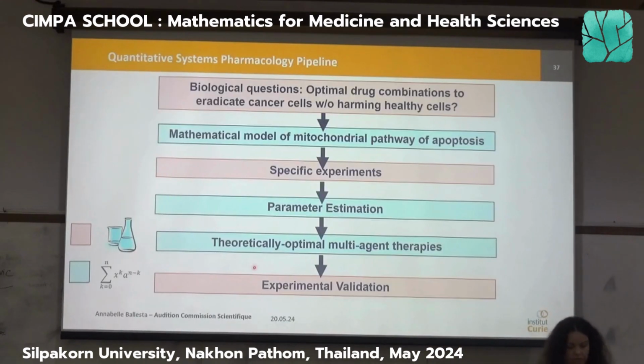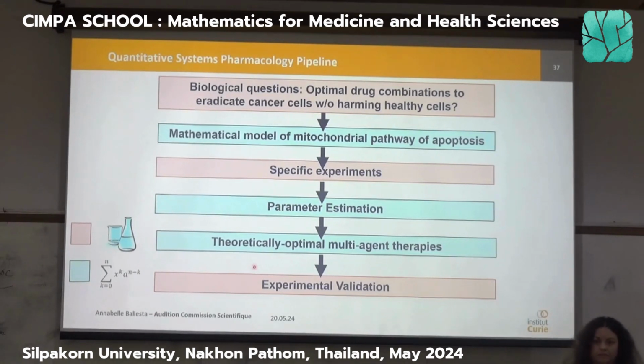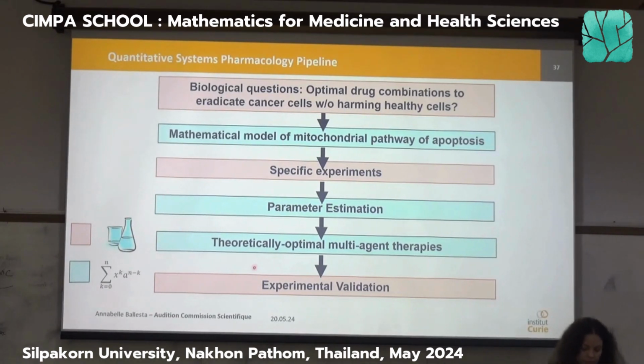Okay, so now let's go to the pipeline, and as you can see, this is really close to what I presented in part 2. And as usual, in a QSP approach, we always start with the question, okay? So now we have to define the biological question that we want to address. As I was saying, for this project, the idea is to optimize the drug combination to eradicate the cancer cells without side effects. That's it. We don't want to harm the healthy cells, and we want to kill the cancer cells.